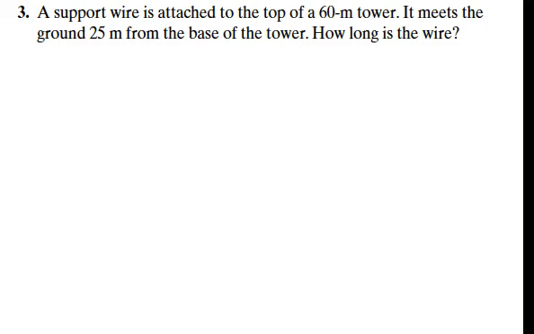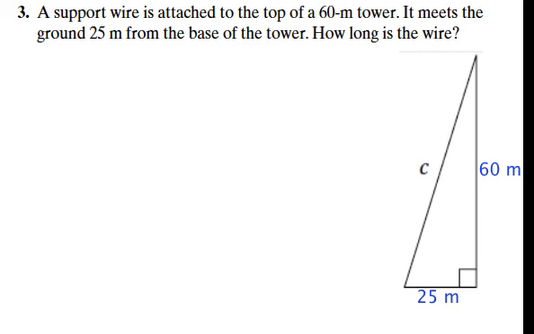And the final example. Number 3. A support wire is attached to the top of a 60-meter tower. It meets the ground 25 meters from the base of the tower. How long is the wire? It's going to be important that you can draw pictures of some of these items. So we need to draw a picture showing a wire attached to a 60-meter tower, and it's 25 meters from the base of the tower to the ground. So here's the picture. Once you have your drawing created, then you're ready to start working the problem out.